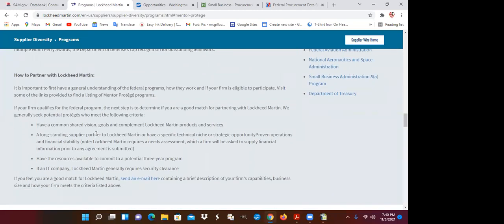Just through the Mentor Protege program, it says it's important to first have a general understanding of the federal program. That's why I was telling you, when you're doing your research, make sure you have a general idea of what you're going into and what you're trying to do. That way you know what you're talking about, how they work, and if your firm is eligible to participate. Visit some of the links provided to find a list of Mentor Protege programs, which they have more than one of, if your firm qualifies for the federal program, and that's qualifying through SBA. And keep in mind also that as a protege you can only have 2 mentors at a time.